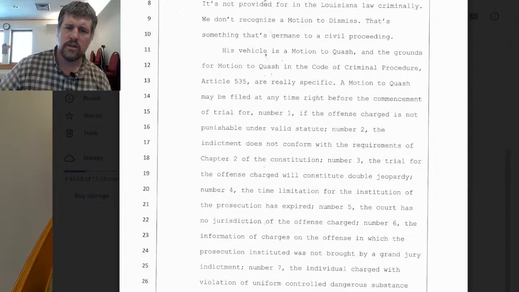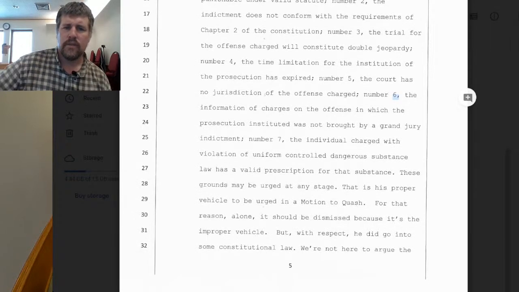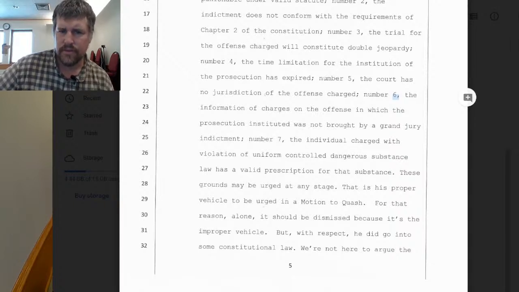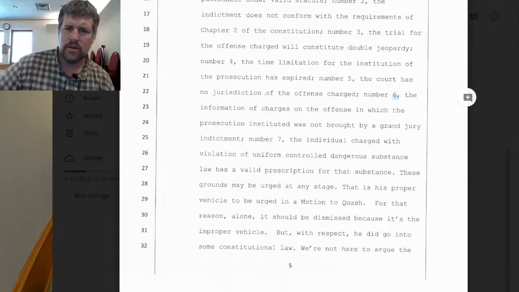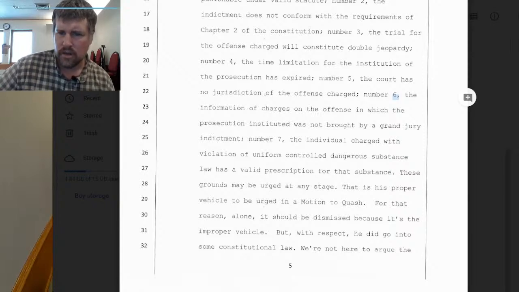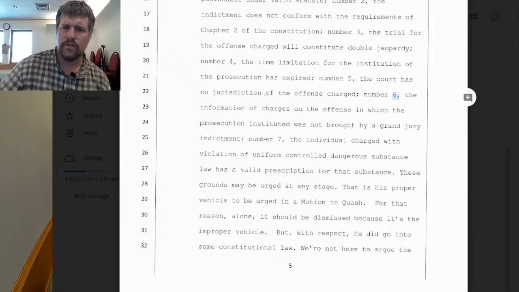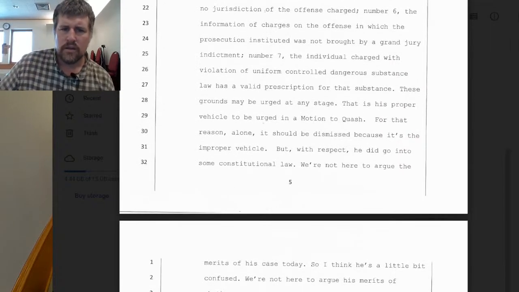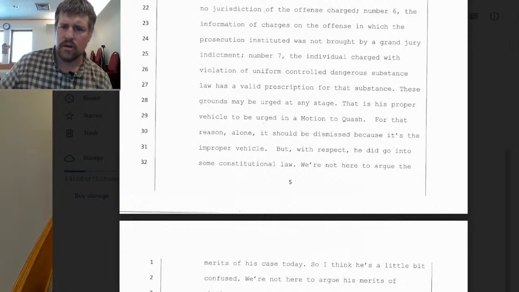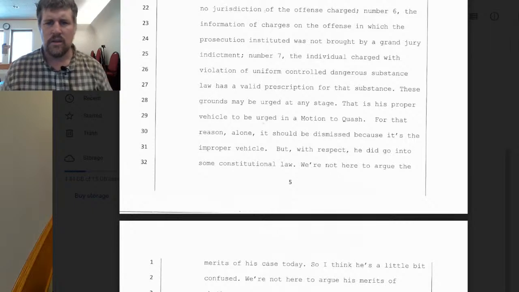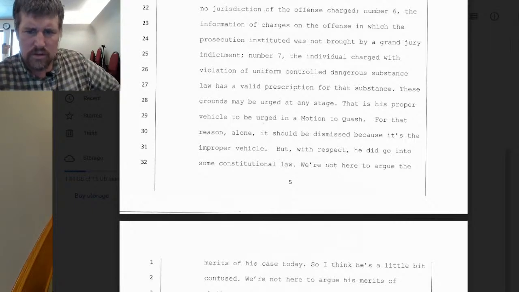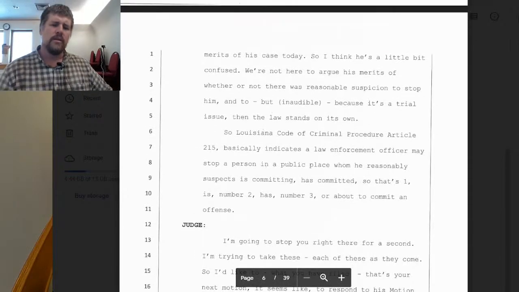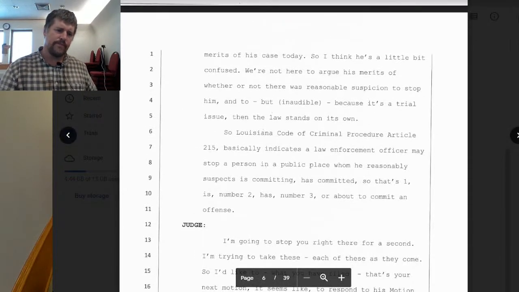Charge is not punishable under valid statutes. The indictment does not conform with the requirements of Chapter 2 of the Constitution. The trial for the offense charged will constitute double jeopardy. The time limitation issue. The court has no jurisdiction of the offense charged. The information of charges on the offense in which prosecution is instituted was not brought by a grand jury. The individual charged with violation of uniform controlled substance. Okay, so they make their arguments there. It's a lot going on.